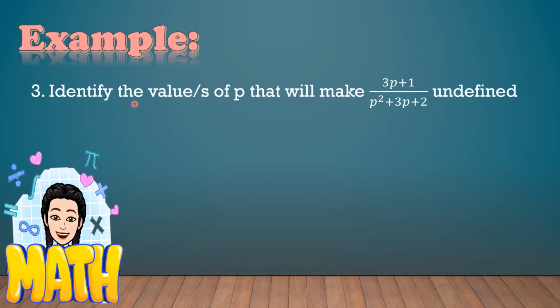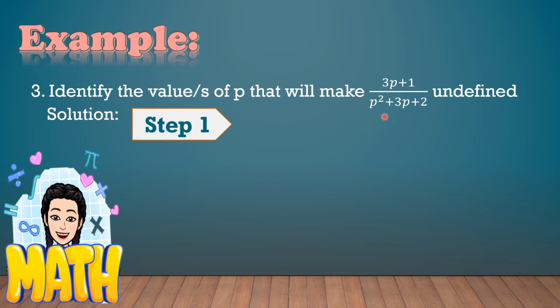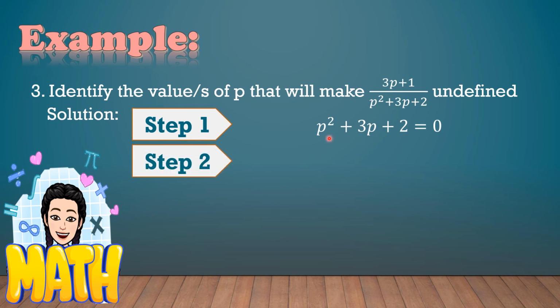Number 3, identify the value or values of p that will make 3p plus 1 over p squared plus 3p plus 2 undefined. Sa first step natin, i-equal natin ang denominator na p squared plus 3p plus 2 to 0. Then, solve natin kung anong value ng p ang magbibigay sa atin ng 0 na denominator. So, as you can see, factorable ang ating denominator. So, kukuhanin muna natin yung factors niya. So, p plus 2 and p plus 1, yan ang factors niya.